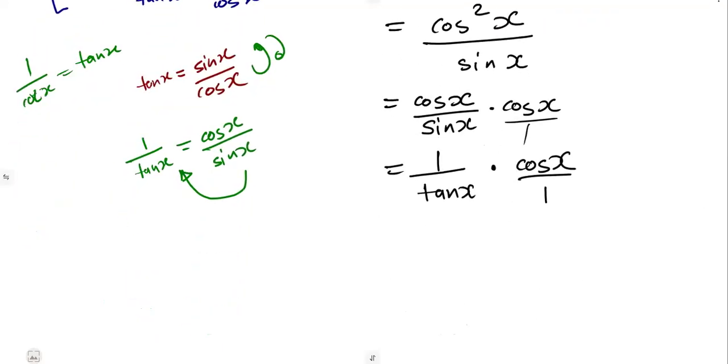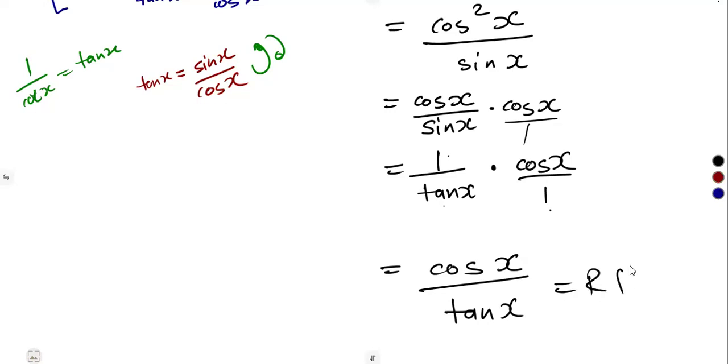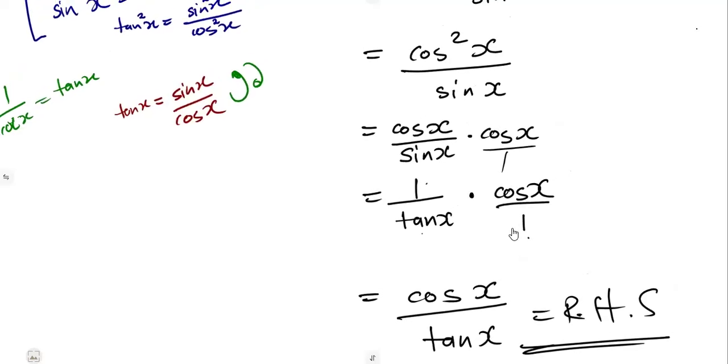So guys, we can simplify this further. 1 times cos will be cos, over tan times 1, which is going to be tan. So it will be like this, exactly what we are given in our final answer. Like I said, to prove, you are given the answer, guys. So this is exactly what we have on our right-hand side.